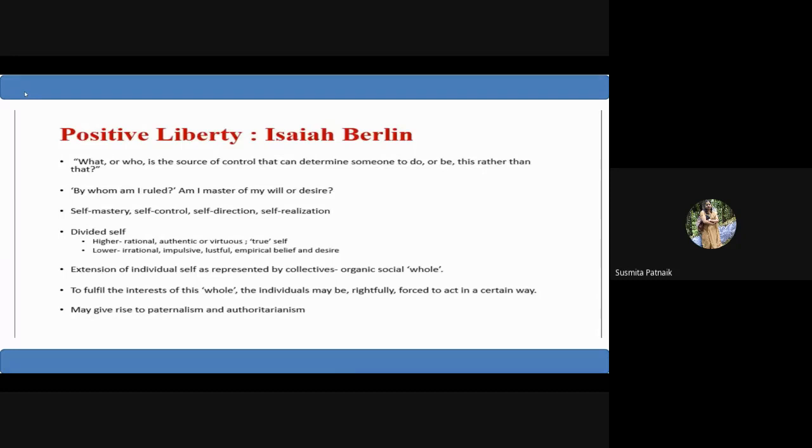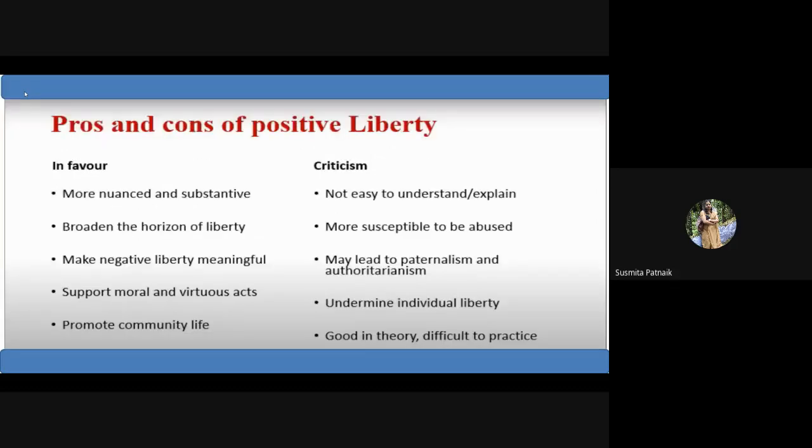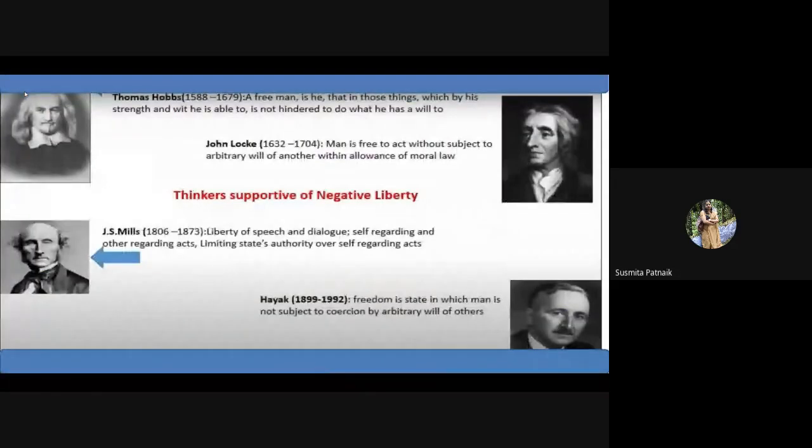The classical liberals belong to the 17th century, and the main propounder of the classical liberals is John Locke, who says that man is born free, but he has to act without being subject to the arbitrary will of another, within the allowance of moral law. John Locke is the main propounder of the theory of human nature or the state of nature. He says that the individual is free, and then what will happen?